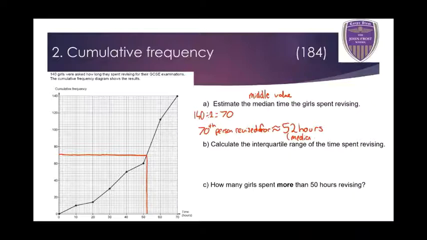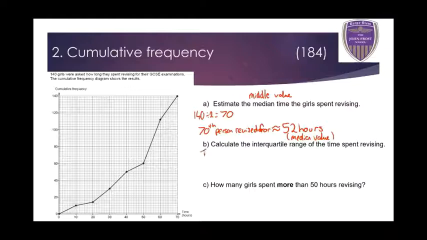And it's only an estimate of the median value because, like I said, we can't give the amount of time any one person revised for. We're only adding up how many people revised certain amounts of time. Okay. Next question. Calculate the interquartile range of the time spent revising.